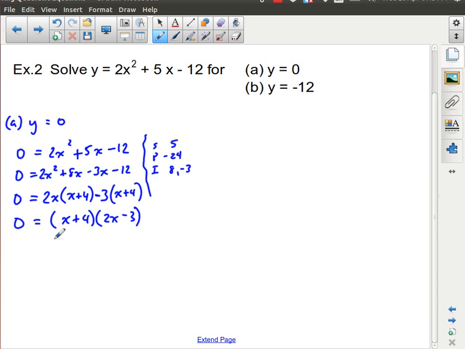And now we can solve this. Now that we have factored form, we get x plus 4 equals 0 or 2x minus 3 equals 0. This one gives me x equals negative 4. This one gives me 2x equals 3, or x equals 3 over 2.